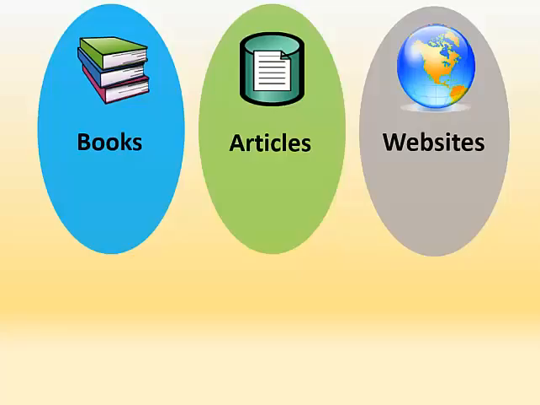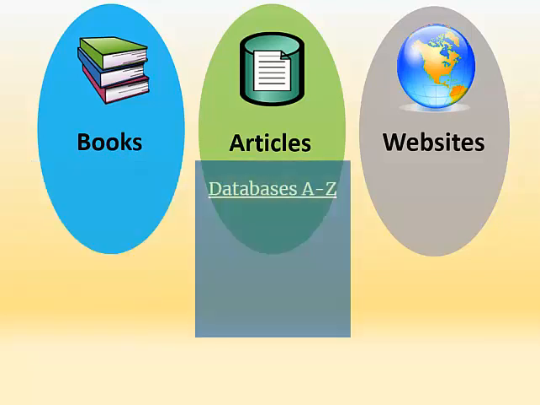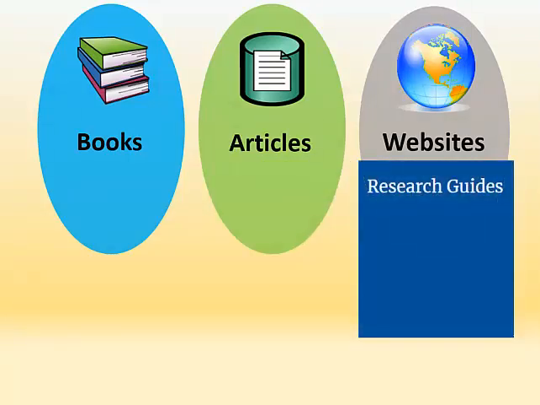An alternative way to search is to select a database or a guide that includes the exact type of information you desire. If you know that you want ebooks, go to Library Databases A to Z and search a collection of ebooks or e-audiobooks. Suppose you want periodical articles. Choose databases like ProQuest, CINAHL, or ERIC, or search Google Scholar. To find websites recommended by SCC librarians, consult a library research guide.